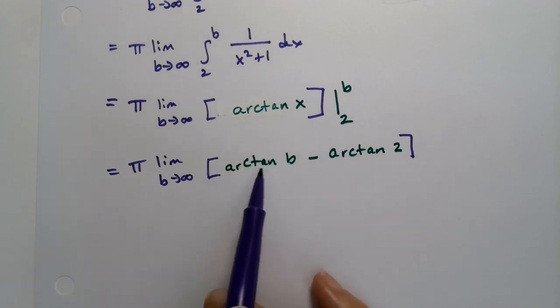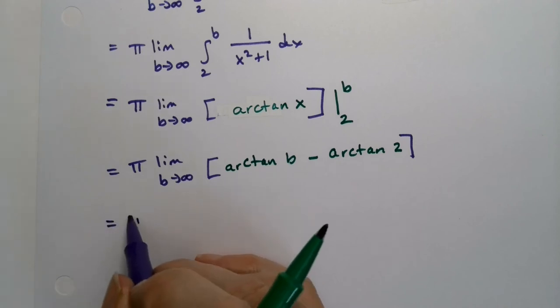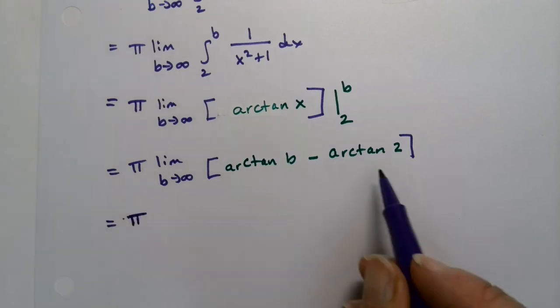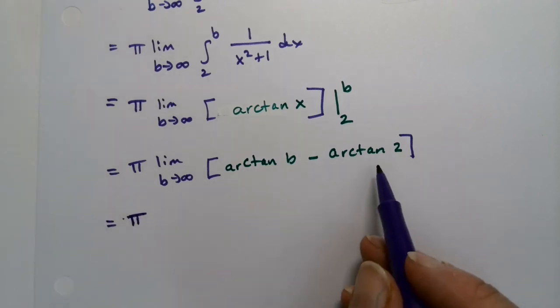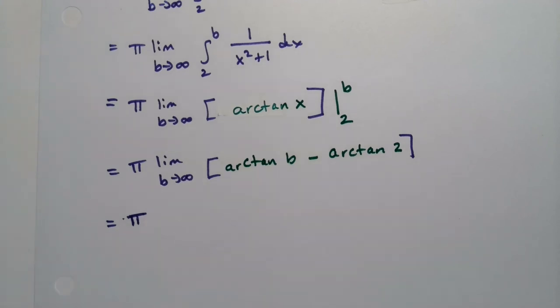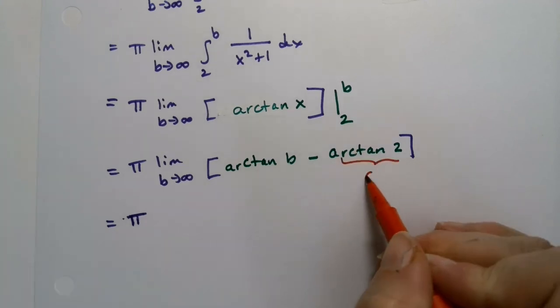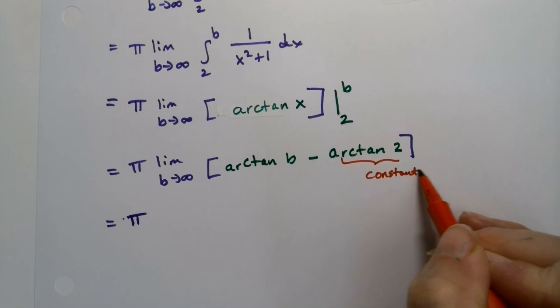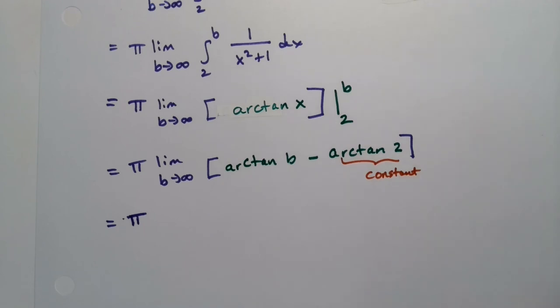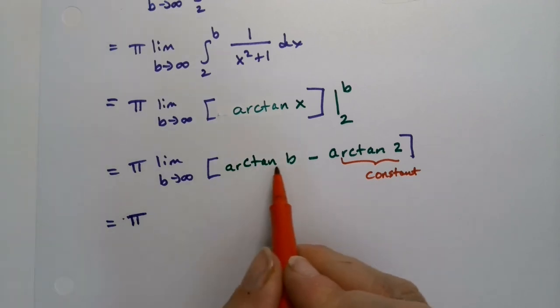So if I rewrote this, this is pi. Arctangent of 2 is just the arctangent of 2, right? This is just some constant, so we can just make a note. This part right here is constant, right? It just is what it is. There's some angle that has a tangent of 2, right? And then this one, arctangent of infinity.